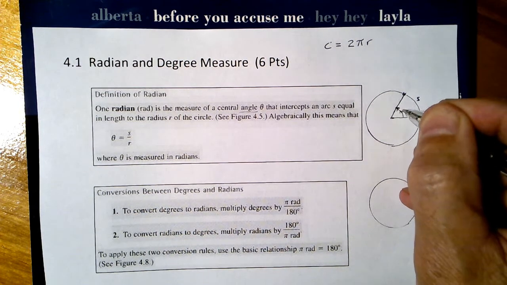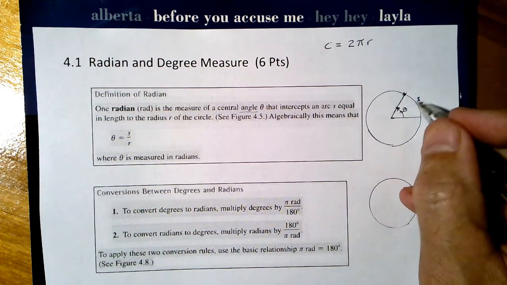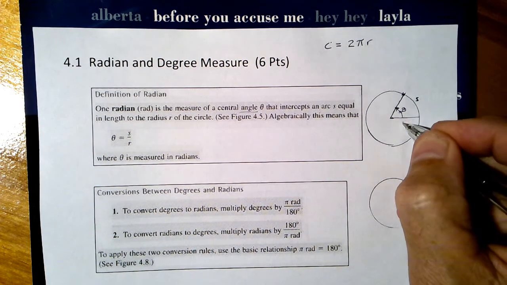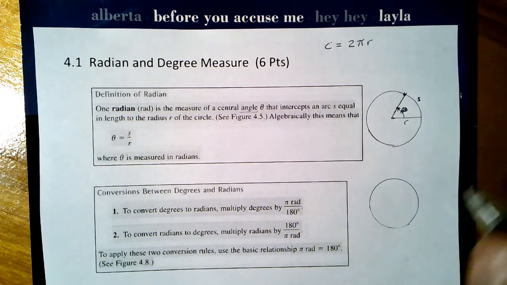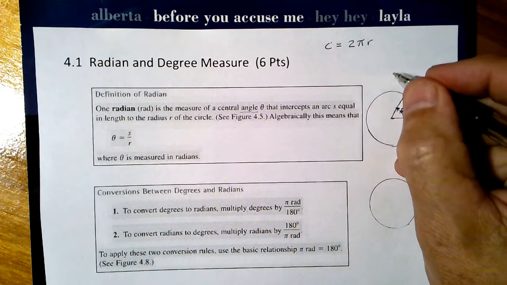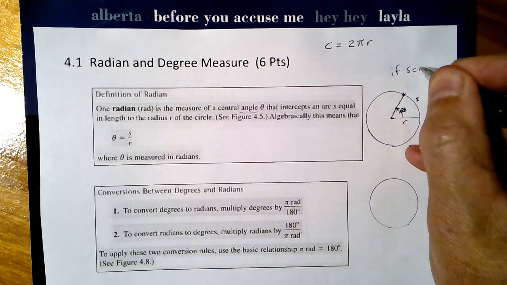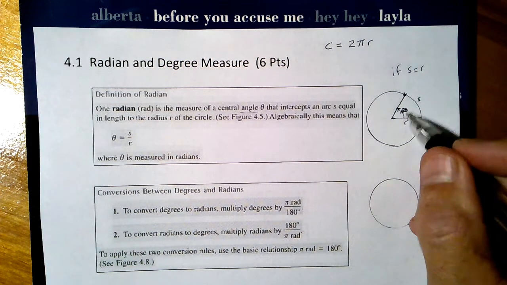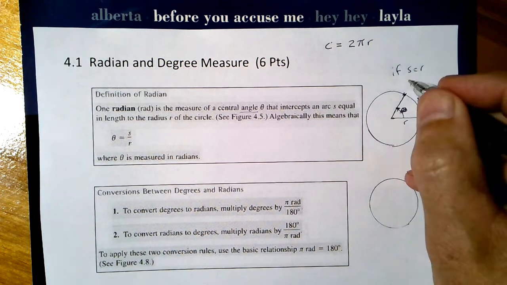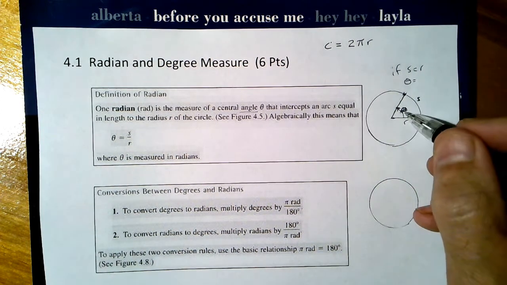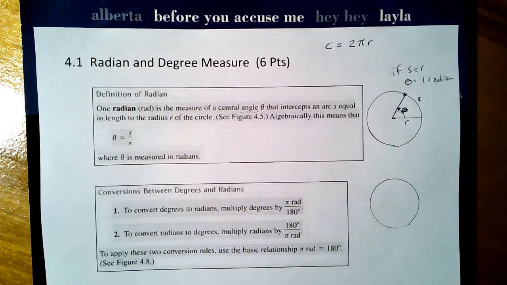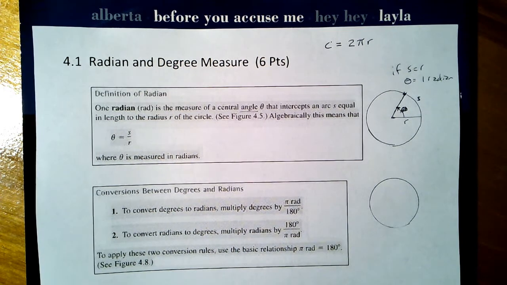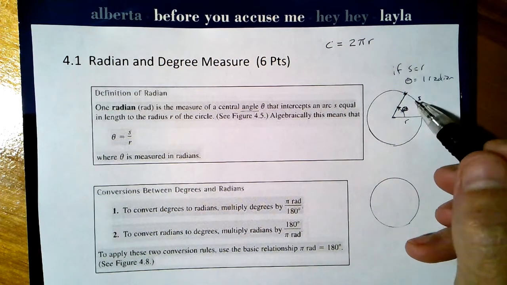So this angle measure theta, there's my arc length S, here's my radius, of course, R. If S equals R, if the length of this arc equals the length of this radius, then theta is 1 radian. And as I said, a little bit crude, in perspective of how this looks.